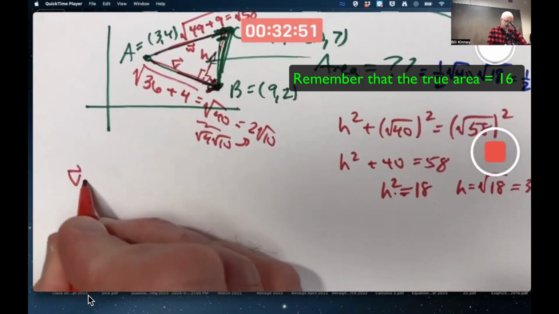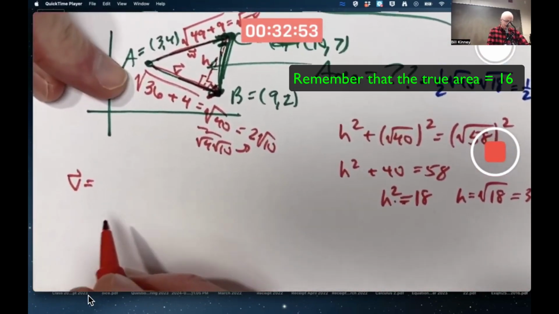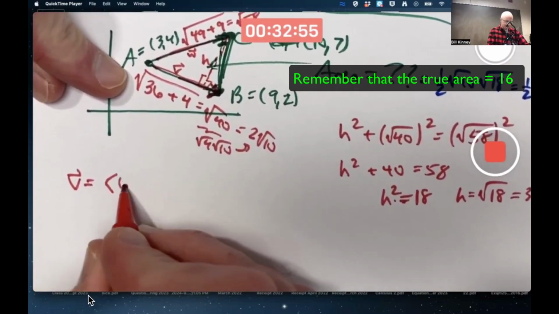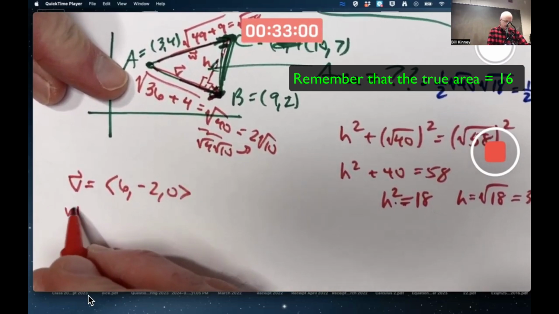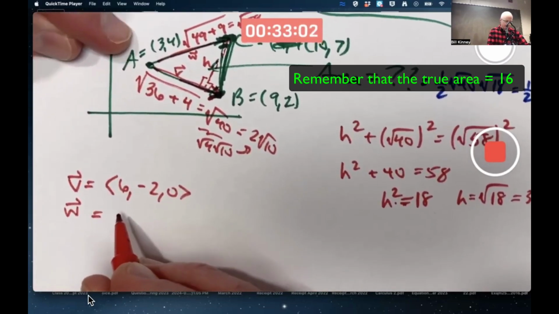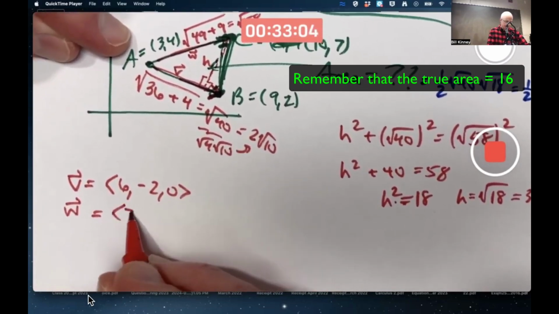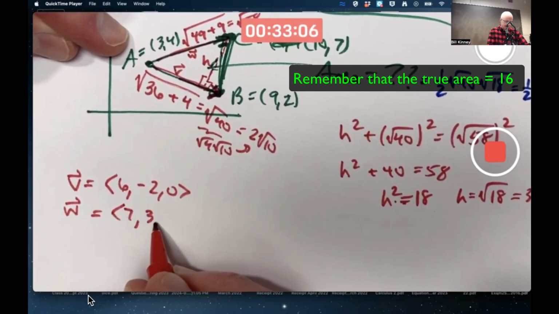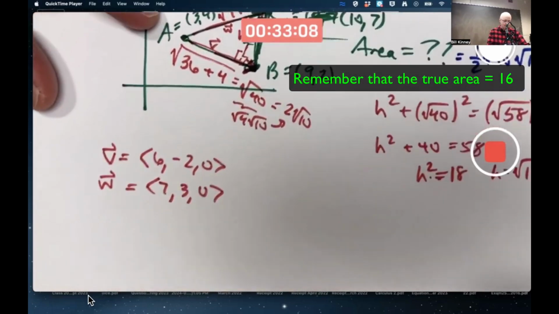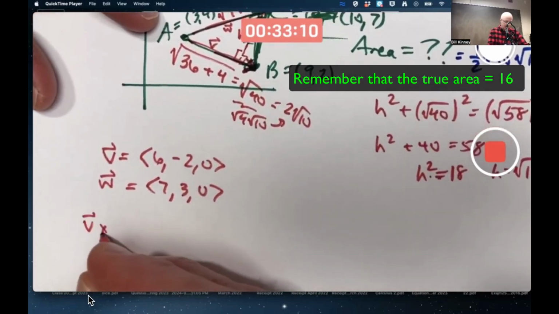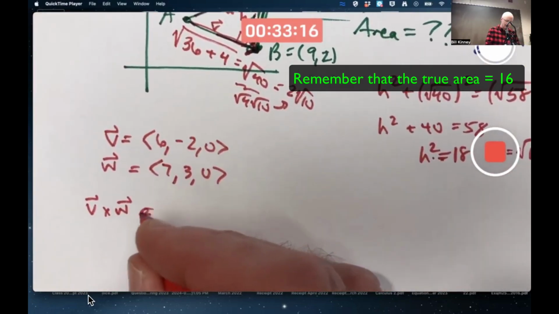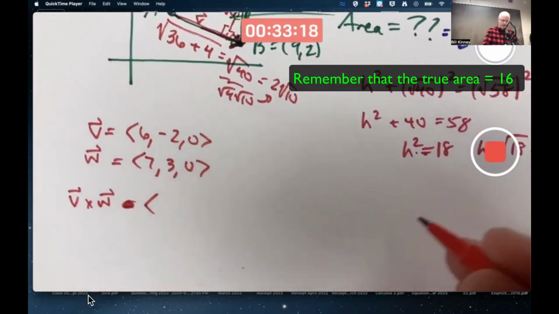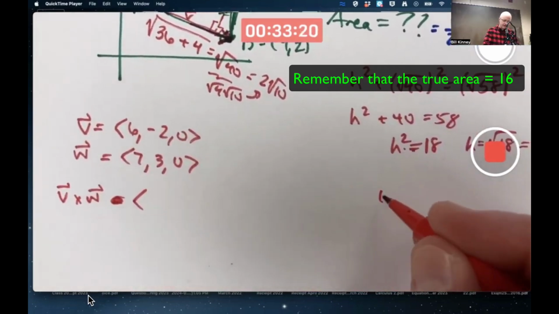So V is going to be, what are its components? Looks like 6, -2, 0. And W is going to be 7, 3, 0. What's V cross W? Well, I'll write the answer down after I compute it with the matrix.